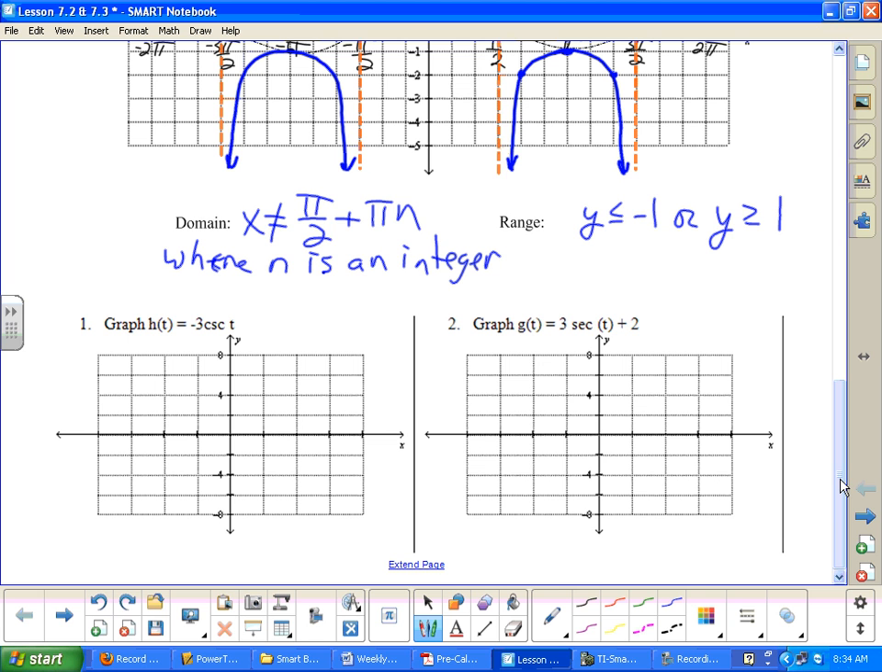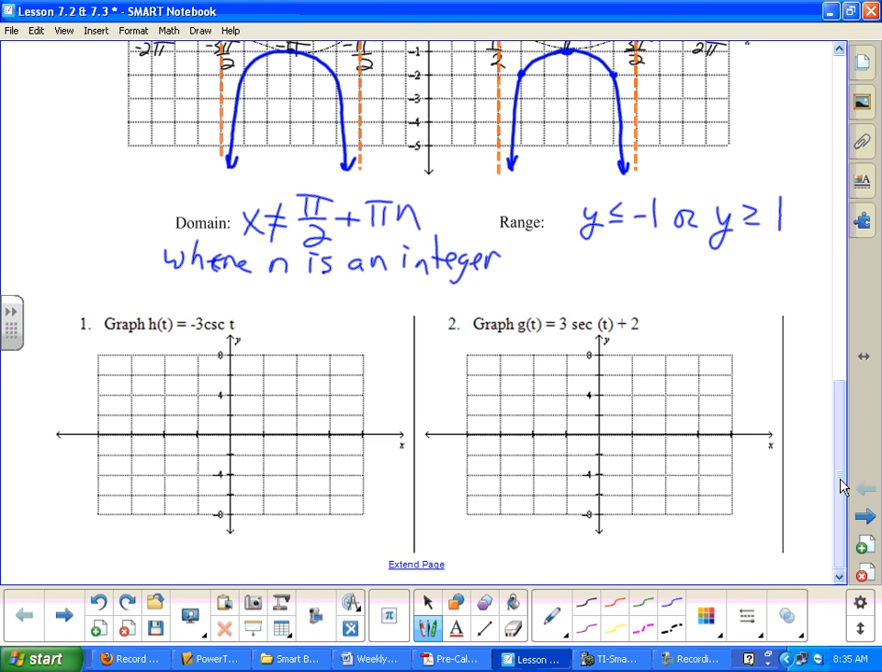Okay? So number one says to graph -3 cosecant of t. So first thing we're going to do is you'll notice that the scale I have on here is going from -8 to 8. All right, because we're multiplying by 3, that means we're going to stretch it out 3 times more.